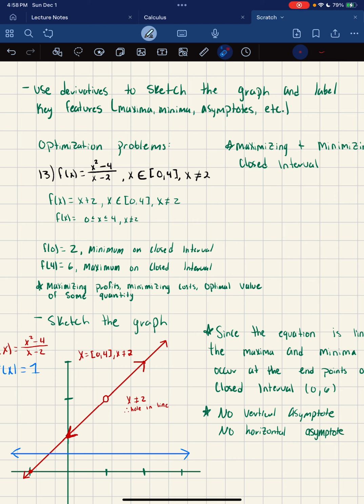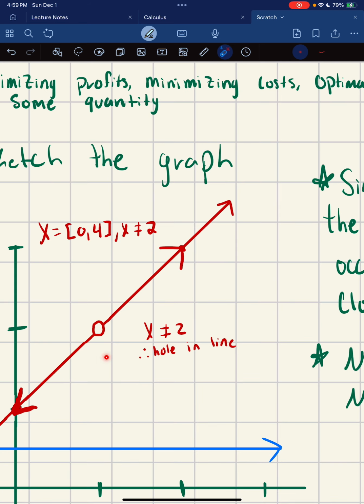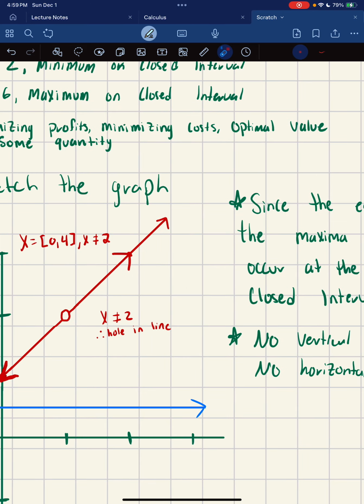Now, these maximums and minimums can be used in relation to maximizing profits, minimizing costs, and finding the optimal value of some quantities. Here is the sketch of my graph. f of x is my original function. As you can see, it's just a straight line. Now, I also did graph my derivative, which is just 1. As you can see here, I did have a hole, and I did include it here, right? x could not equal 2. There is a hole in my line.